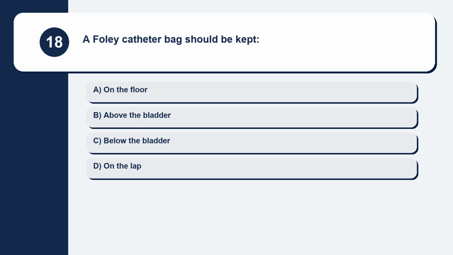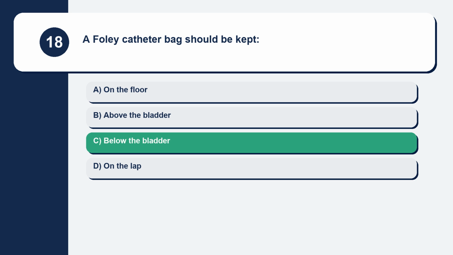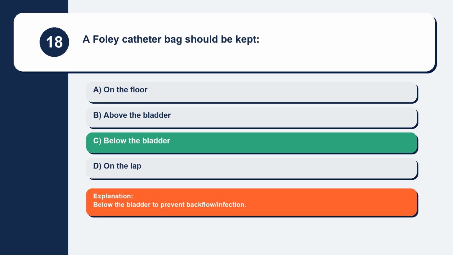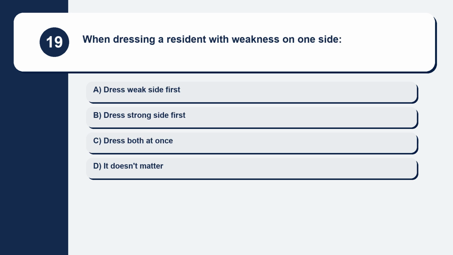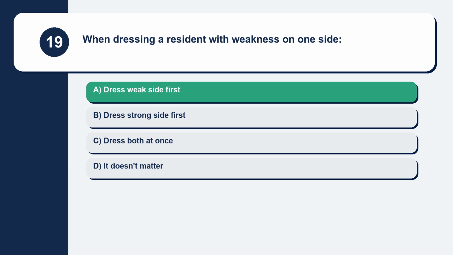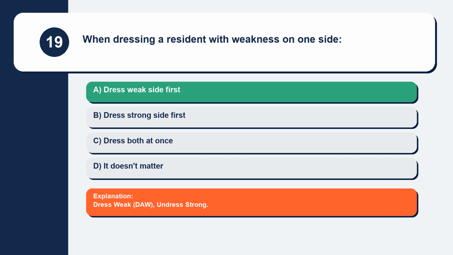Question 18. A Foley catheter bag should be kept on the floor, above the bladder, below the bladder, on the lap. Below the bladder to prevent backflow/infection. Question 19. When dressing a resident with weakness on one side, dress weak side first, dress strong side first, dress both at once. It doesn't matter. Dress weak, dress strong.